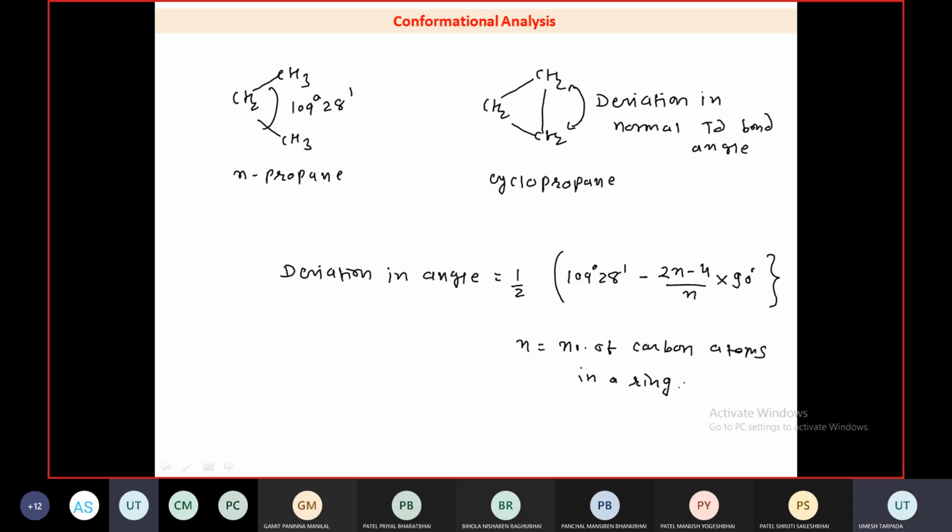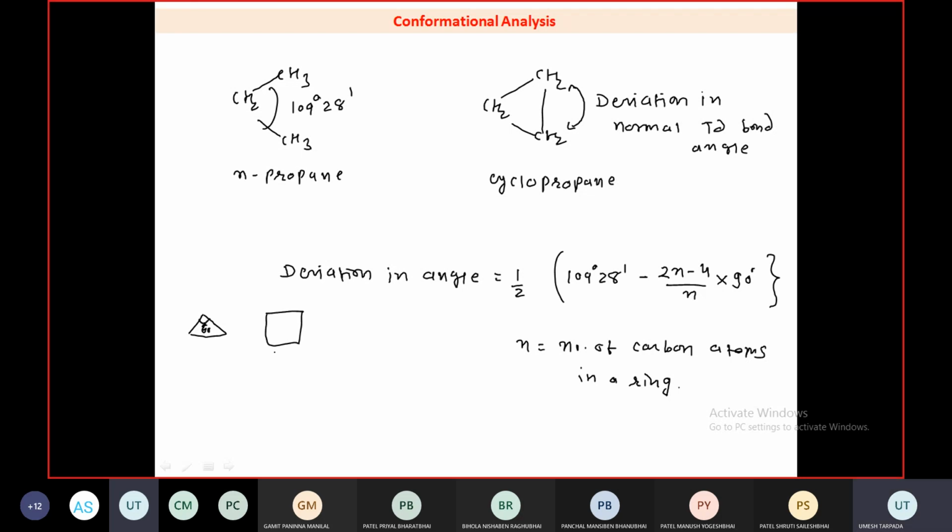N is equal to the number of carbon atoms in a ring. For example, suppose this is cyclopropane. Its alpha value, you know, becomes 60. The carbon atoms lie in one plane.